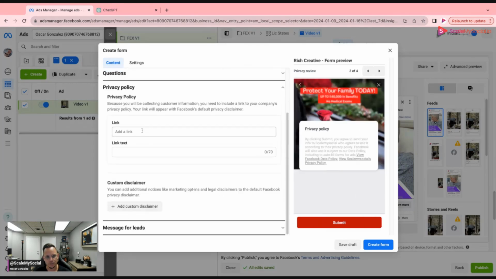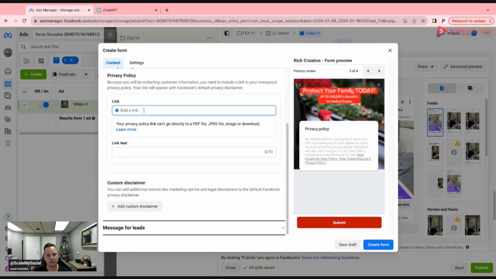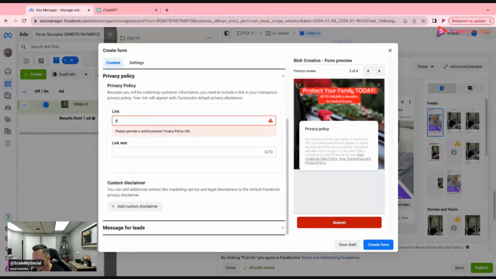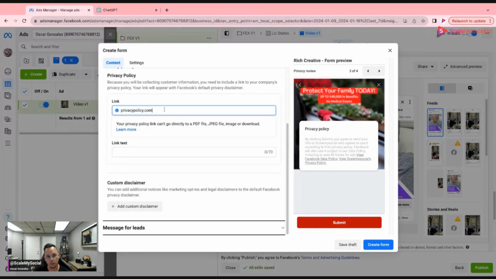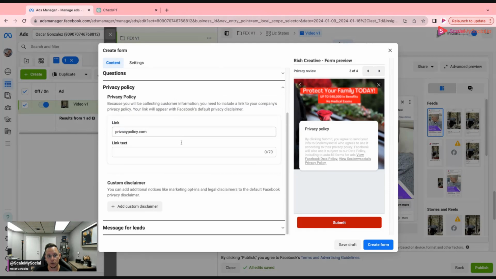Privacy policy. If you don't have a privacy policy, go on Google, type in privacy policy generator. There's a million of them. Go in, make your privacy policy. It's going to give you a link. Put it on here, right? Privacypolicy.com. Done. Okay. You're going to put the link of that URL that you create. Okay. You want to add a custom disclaimer? Do so. Some people like to do that. We sometimes will, depending on the client. Better safe than sorry. So if you want to add an additional disclaimer, go ahead and do that there.